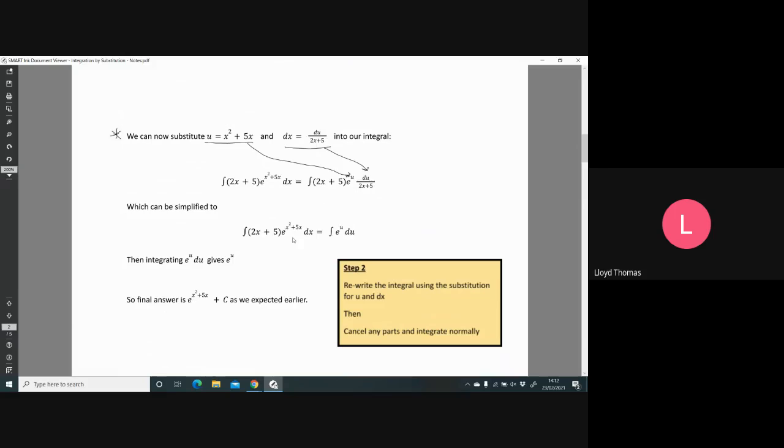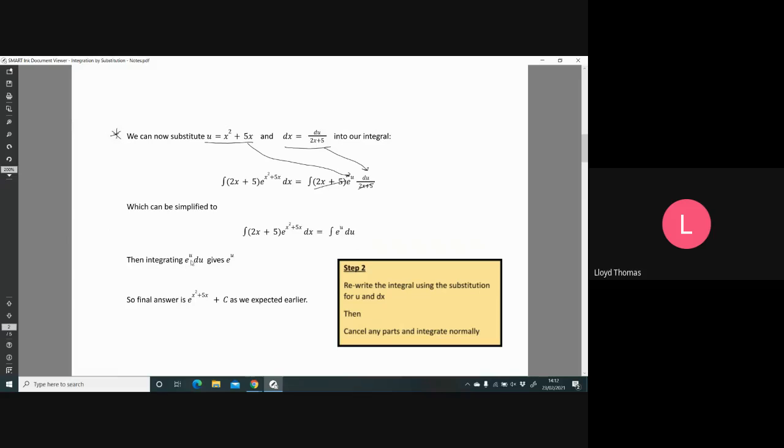Okay, so again, the left-hand side is what the question was in the first place. But I can simplify this on the right-hand side here because 2x plus 5 is on the top and the bottom. So they will cancel out. And I am left with the integral of e to the u du. So to work out this long, complicated-looking question I had in the first place, it's actually just a case of integrating e to the power of u with respect to u.